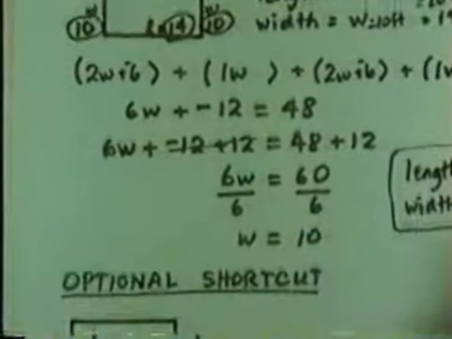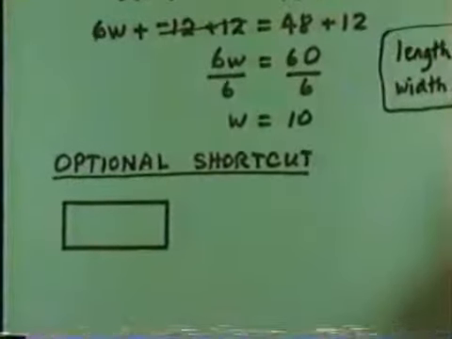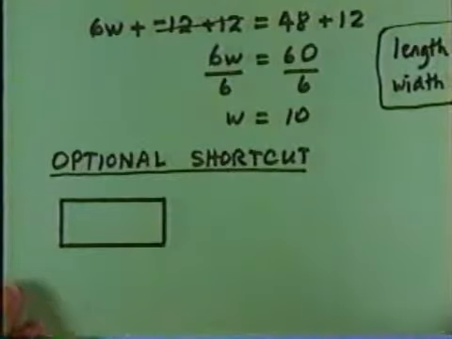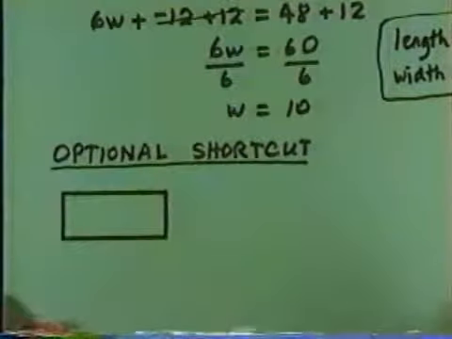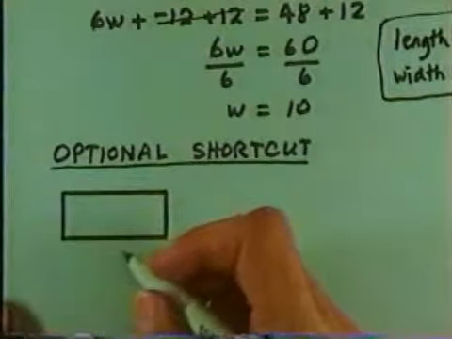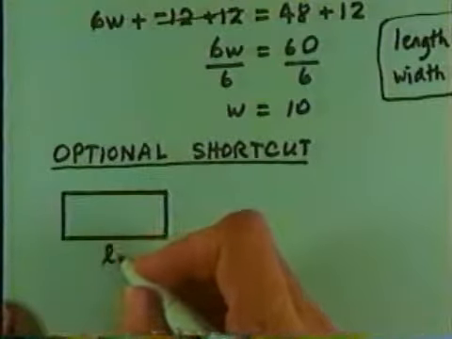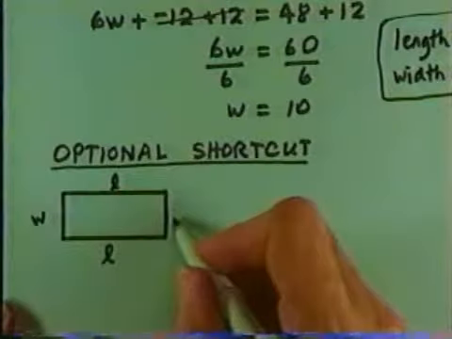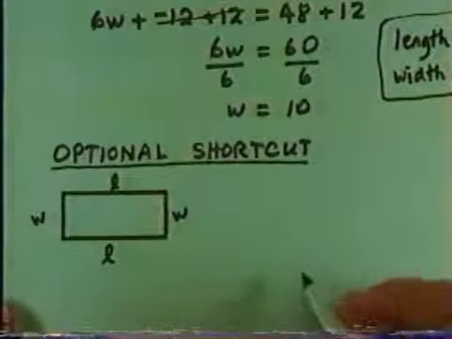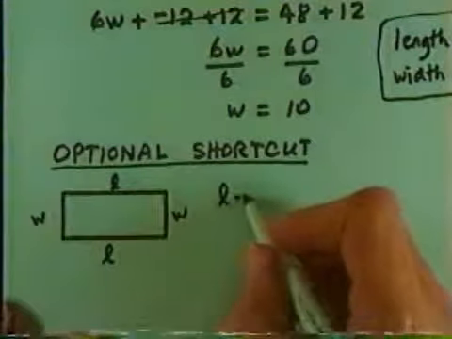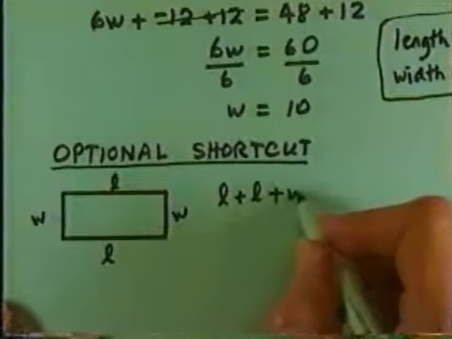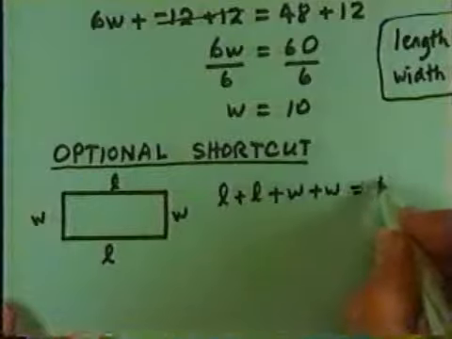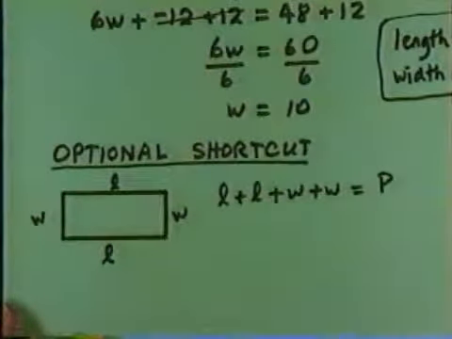This leads us to a shortcut, which is optional. The optional shortcut in working with rectangles is to use the fact that we have a length, another length, a width, and another width. And so we have length plus width to give us the perimeter. Let me use P, capital P, to stand for the perimeter.